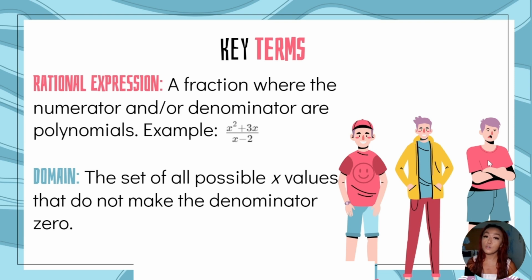So some key terms in this lesson are rational expression and domain. A rational expression is a fraction where the numerator and/or denominator are polynomials. And the domain is the set of all possible x values that do not make the denominator 0. Because if the denominator is 0, what does that mean? That means that the expression is undefined, right? We can't divide anything by 0. That would make it undefined.